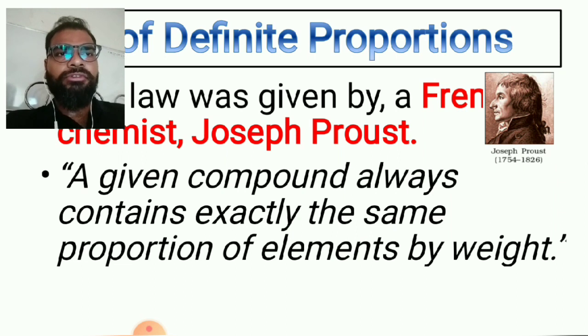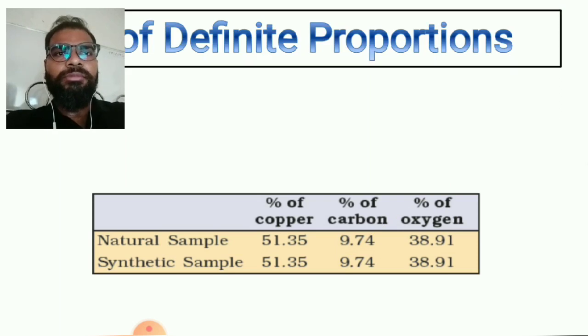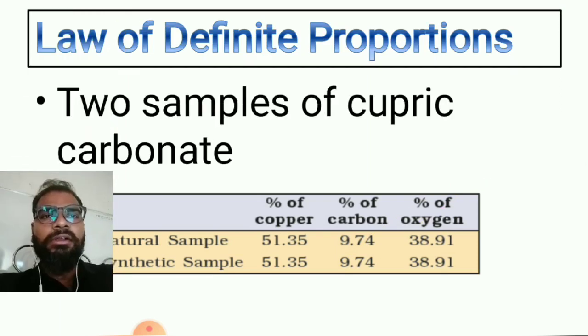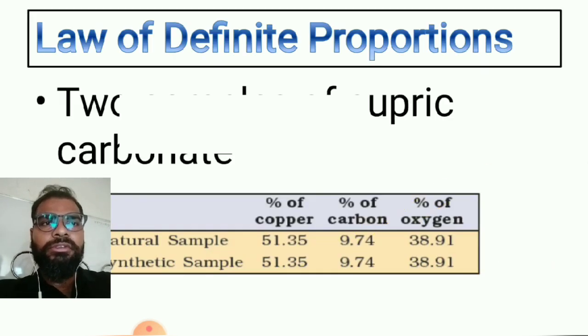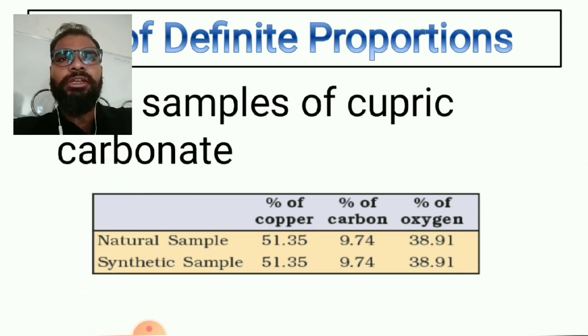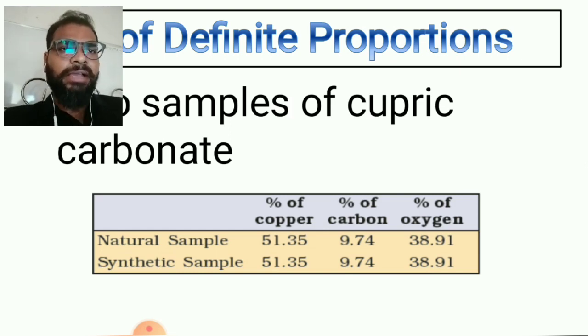The example of the law of definite proportions: you can see over here, Proust was working with two different samples of cupric carbonate, one obtained from a natural sample and the second a synthetic sample. The percentage of copper, carbon and oxygen is the same. So anyhow you obtain the cupric carbonate, the percentage of copper, carbon and oxygen in it will remain the same. That is the law of definite proportions.